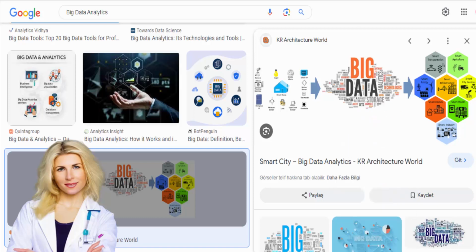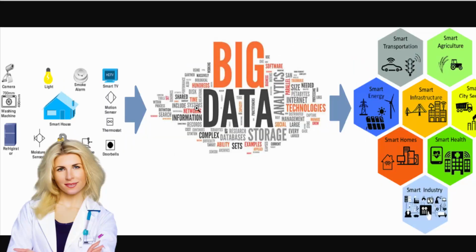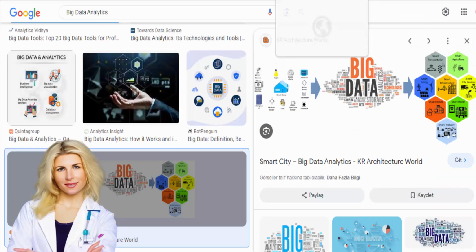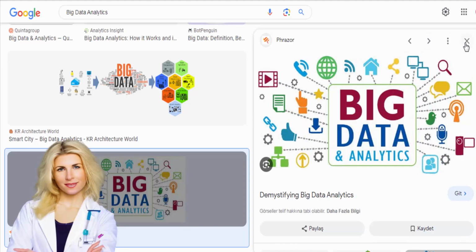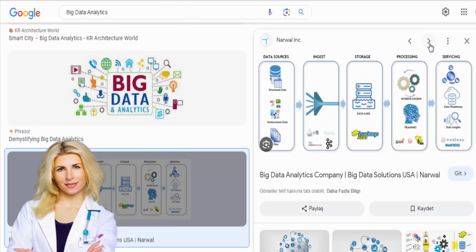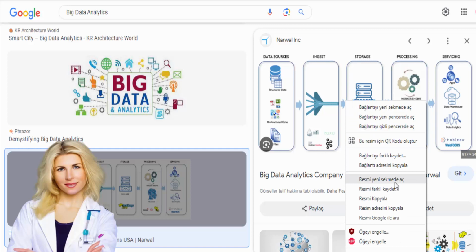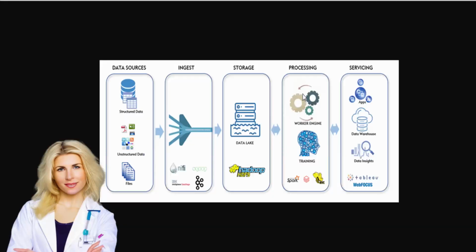Sales. Big data can be used to identify potential leads, predict customer churn, and improve sales performance. Operations. Big data can be used to optimize supply chains, improve product quality, and reduce costs. Product development. Big data can be used to understand customer needs, identify new product opportunities, and improve existing products. Risk management. Big data can be used to identify and assess risks, and develop strategies to mitigate them.